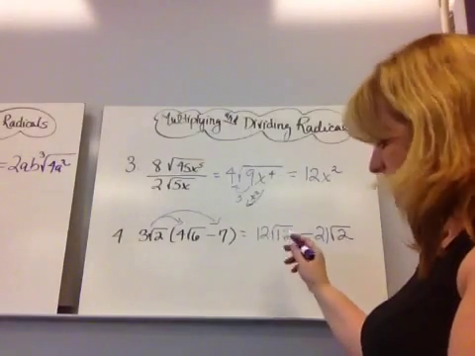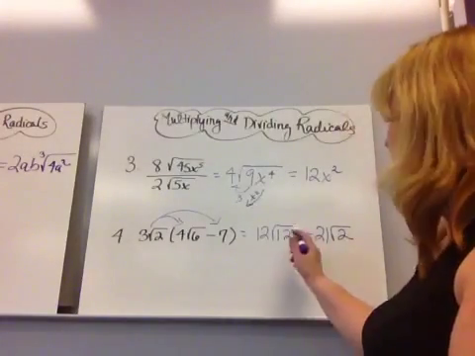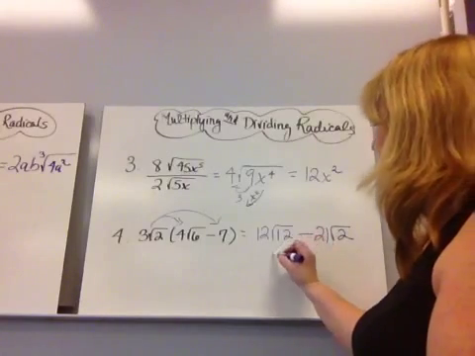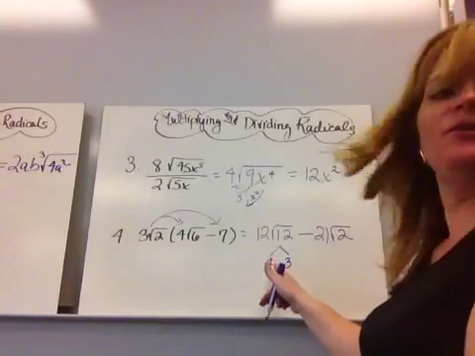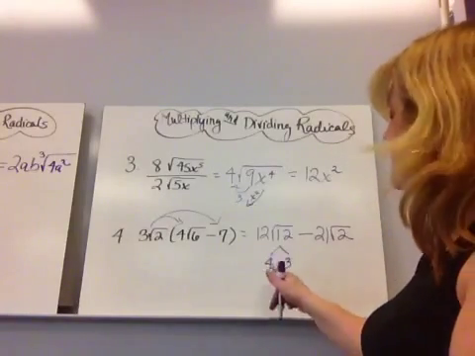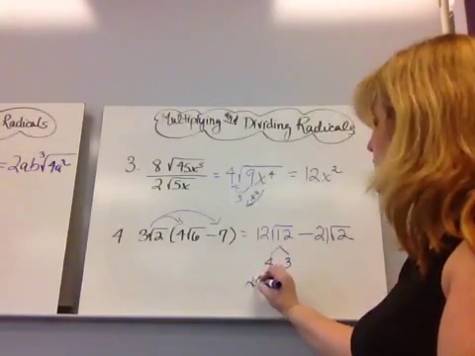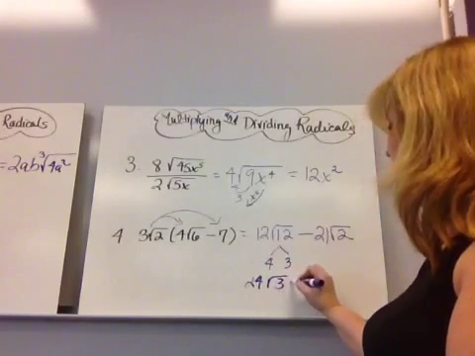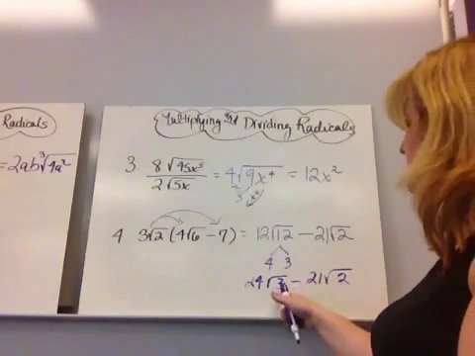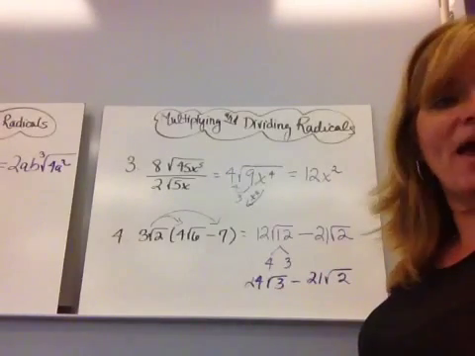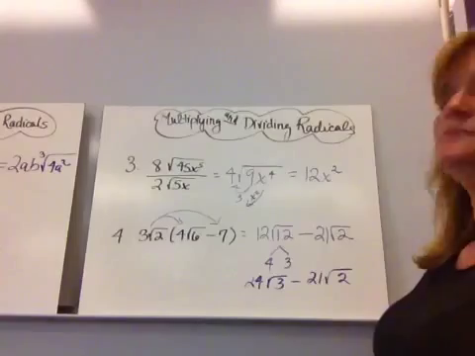Now, I have to simplify this if at all possible, and I know I can with the 12. That breaks down to 4 times 3. And you can keep going, but a lot of you know that 4 is a perfect square, so that can come out as a 2. So this is 24 radical 3 minus 21 radical 2. And since my radicands do not match, that's as far as I can go.